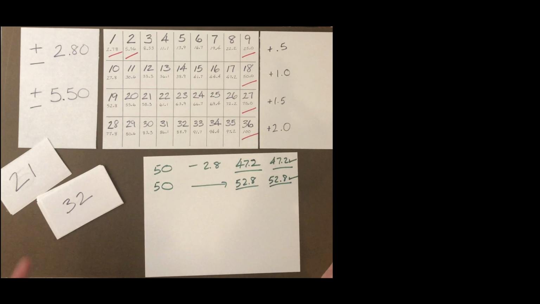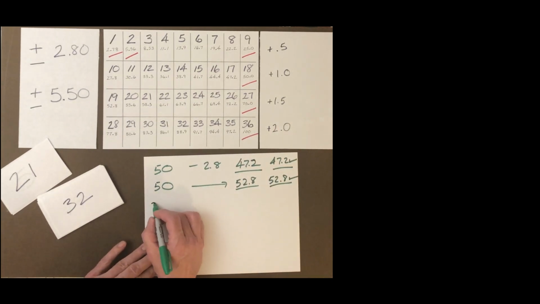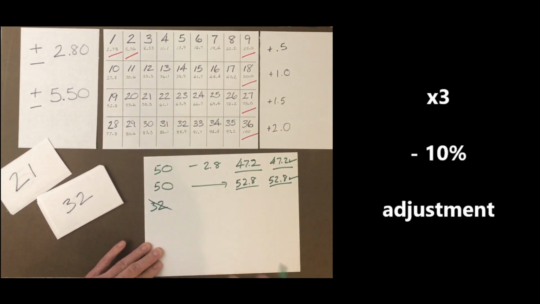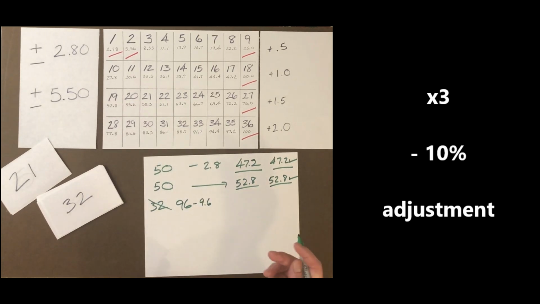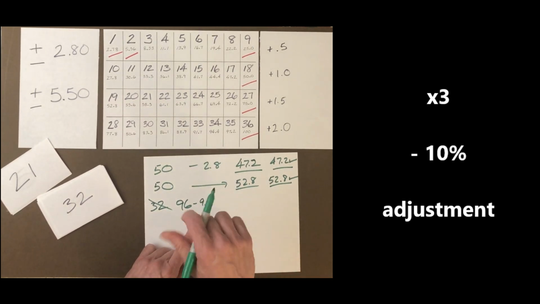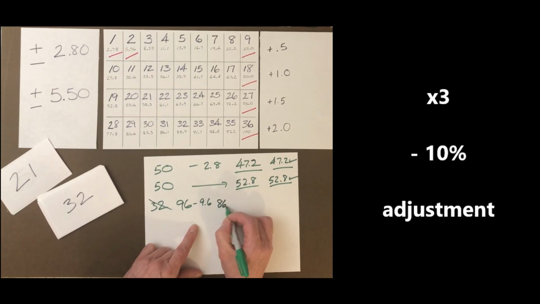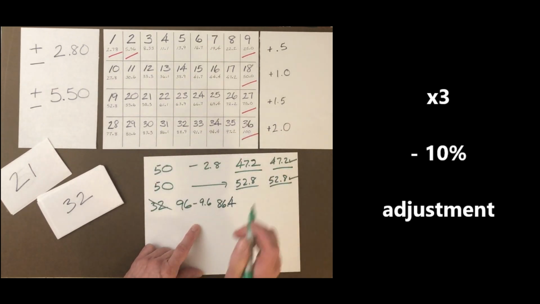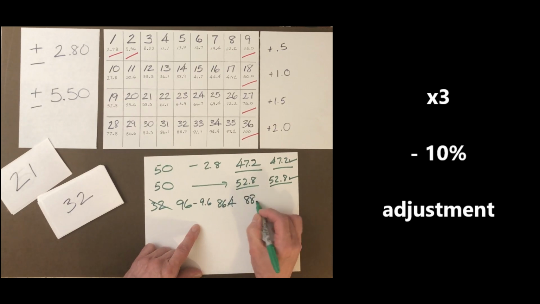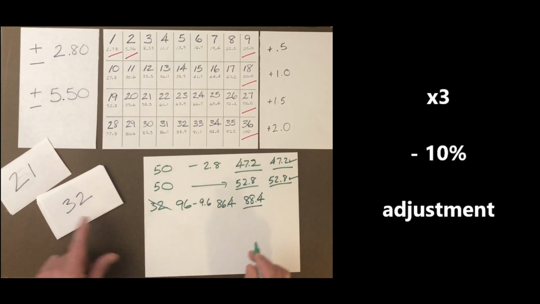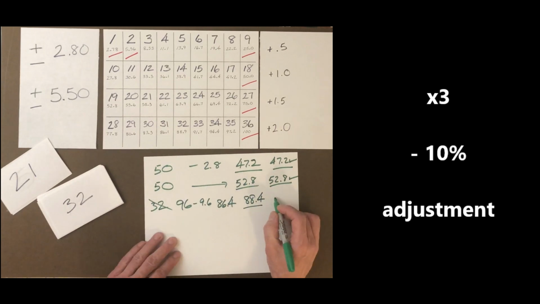32, not near 36 or 27, so we have 32. Multiply that by 3, becomes 96. We're going to subtract our 10% from that, so that gives us 86.4. We're on the bottom line, so we're going to add 2, giving us 88.4. Actual answer for 32 is 88.9.